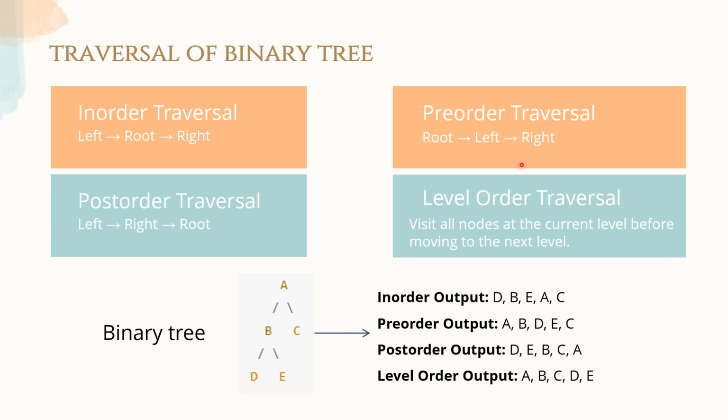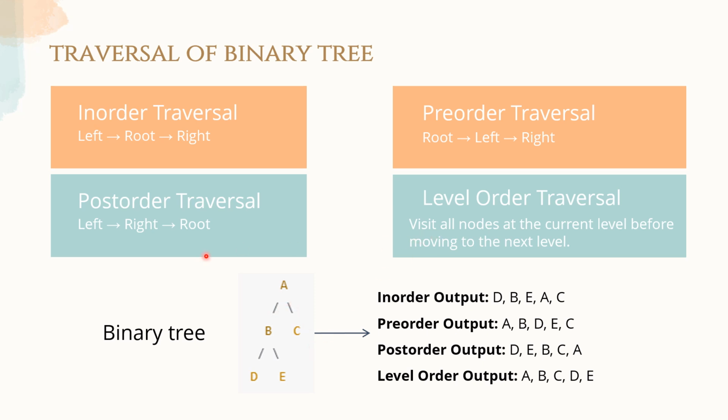Similarly, in the pre-order, you have to visit the root first, A. Then all the left tree. Okay. Root A, B is the root of this tree, then D. Left, right. So A, B, D, E. A, B, D, E, then finally the right node, right tree.